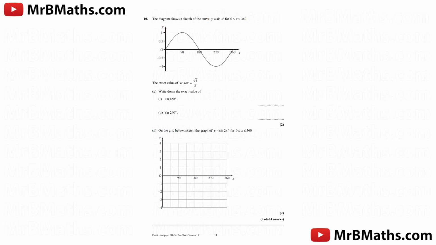Okay, so if we look at question 10, the diagram shows a sketch of the curve y equals sine x for 0 to 360. The exact value of sine 60 is root 3 over 2. Write down the exact value of sine 120.